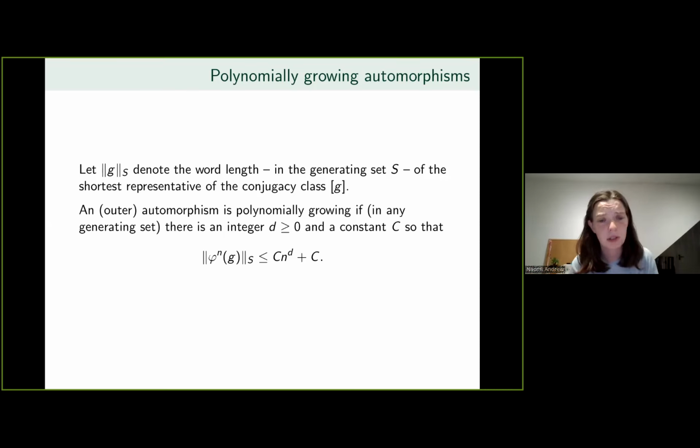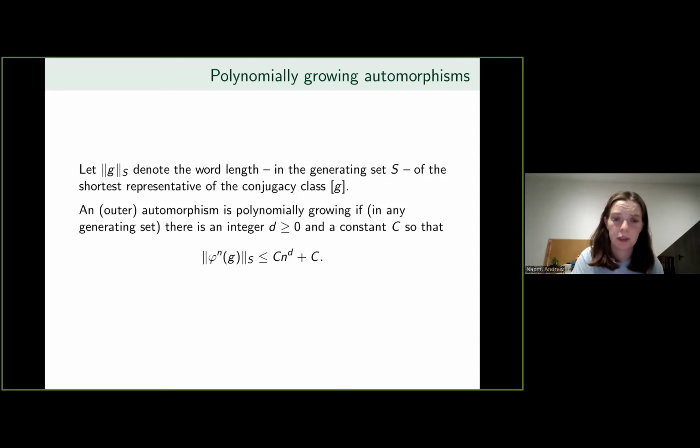So I'm looking at the conjugacy class. An outer automorphism is polynomially growing if in any generating set, doesn't matter which, there's some integer, the degree of the polynomial, and some constant, probably quite large, so that as I iterate the automorphism, taking the shortest representative of the conjugacy class each time, this sequence is bounded by a polynomial of degree d.